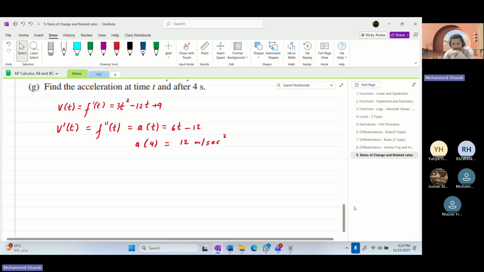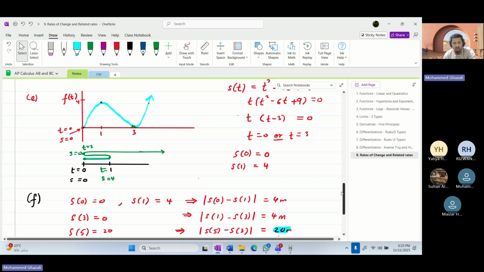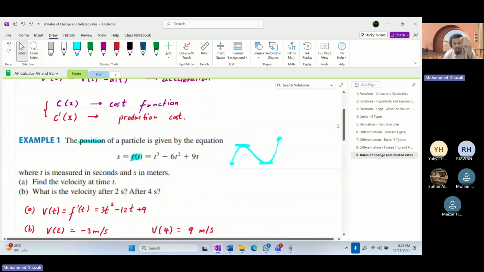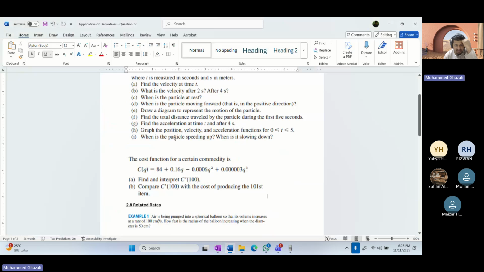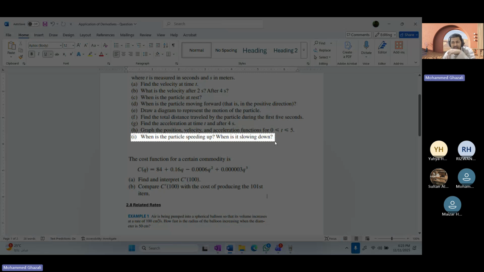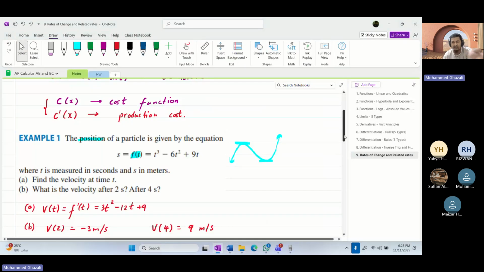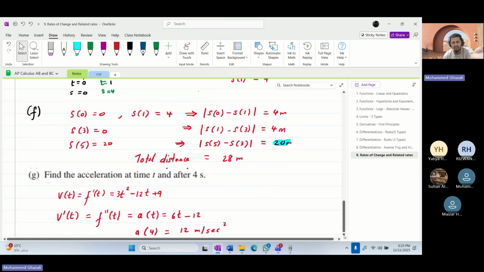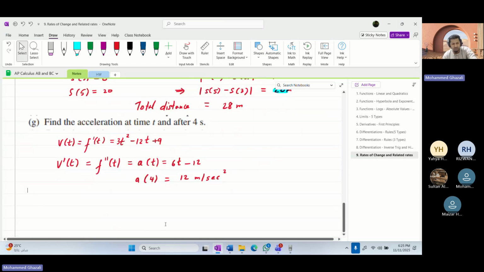All right, look here, guys. I'm not going to sketch these 3 graphs because the next question asks us to sketch all 3 graphs on the same system of axes. Graph the position, velocity, and acceleration functions from 0 to 5. When is a particle speeding up? When is it slowing down? What does speeding up mean? I like this question. When is a particle accelerating and decelerating? Right. So the other question was graphing all 3 functions on the same graph, which I'm not going to do.